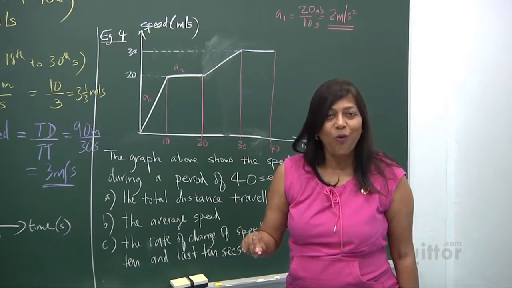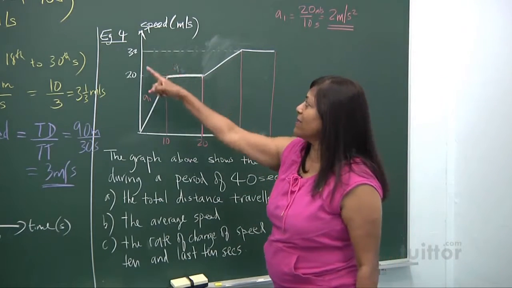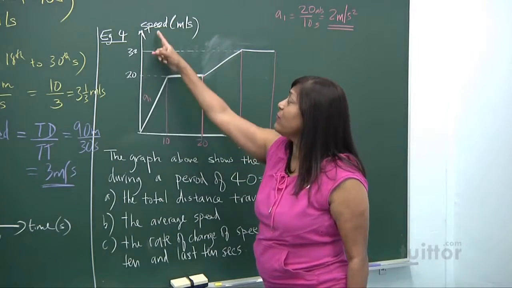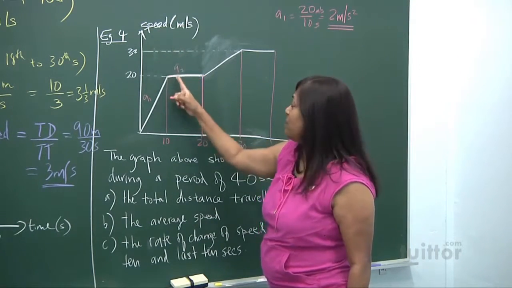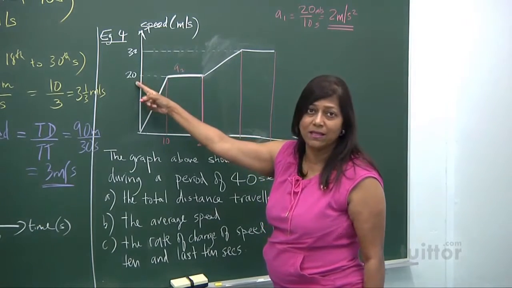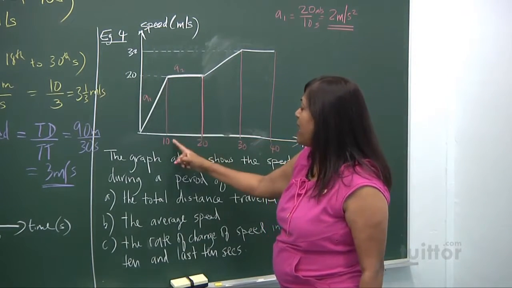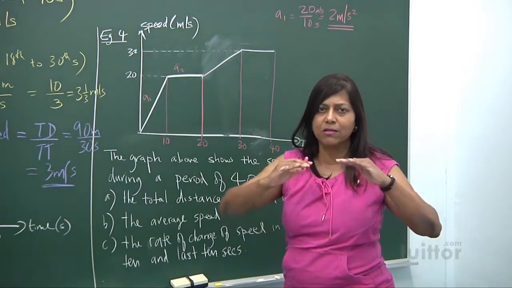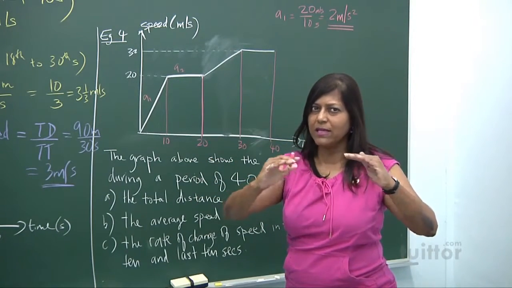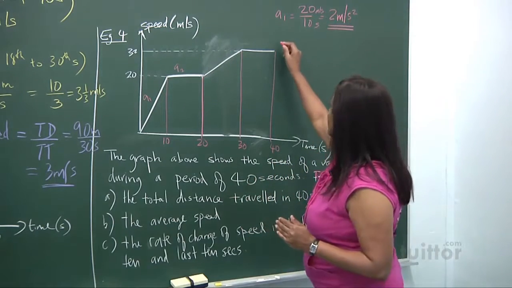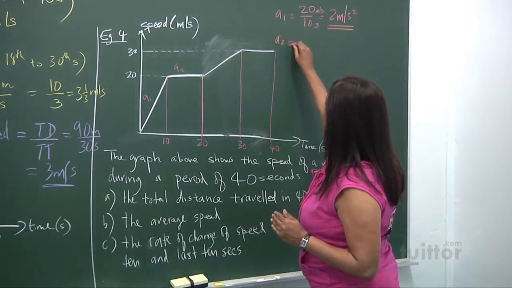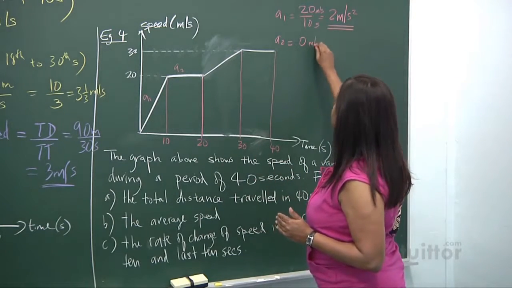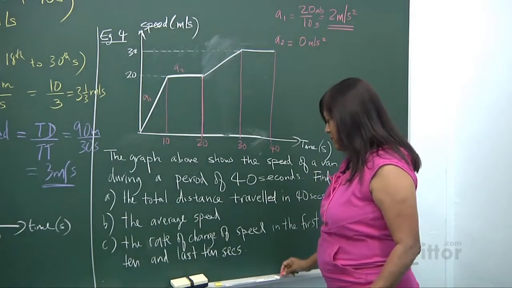Resting? No. Why not? Because it's a constant speed. It's not distance, so please read your axis. The speed here is 20, 20 from 10 to 20 seconds. There's no acceleration. Constant speed. Very steady. Alright? So in A2, the acceleration is 0 meters per second squared.